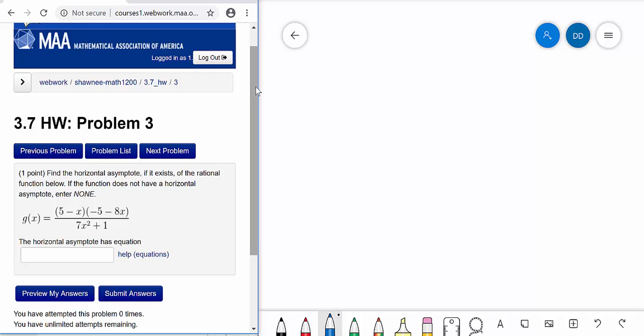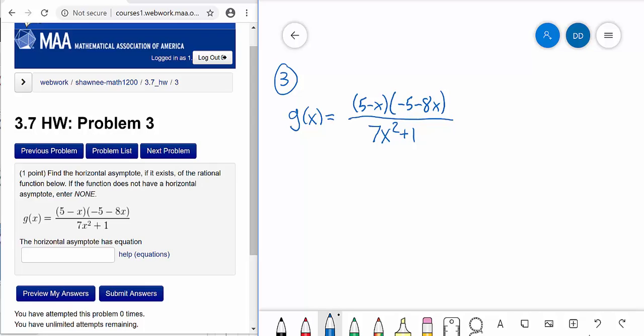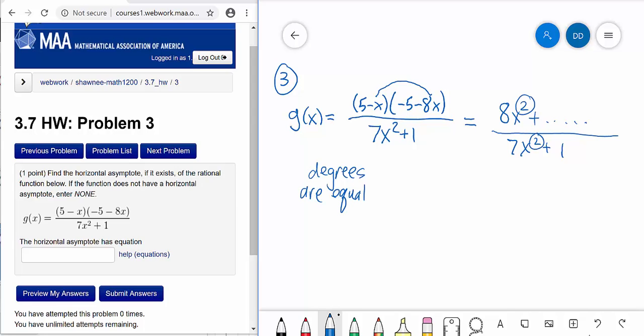In problem number 3, we're asked to find the horizontal asymptote, and this is like the last problem where the degree of the numerator and denominator are equal. So we're going to have to look at the ratio of the leading coefficients. For this function, we need to multiply out the numerator, and the leading coefficient will be when I multiply minus x times minus 8x. That'll give me a positive 8x squared. Now, there are going to be more terms when I multiply out the numerator, but they're not necessary to determine the horizontal asymptote. Now we see that the degrees are the same. They both have degree 2 in the numerator and denominator.